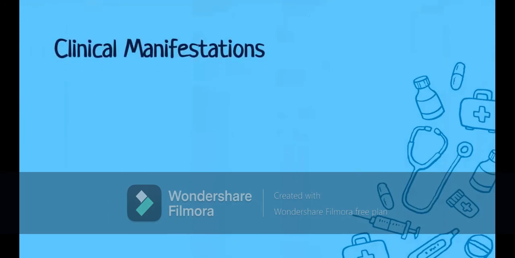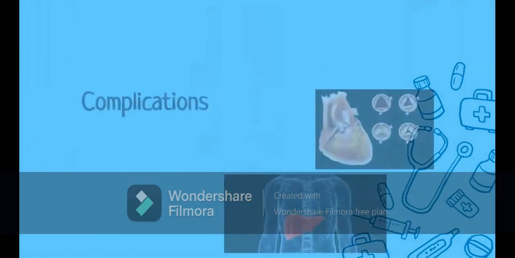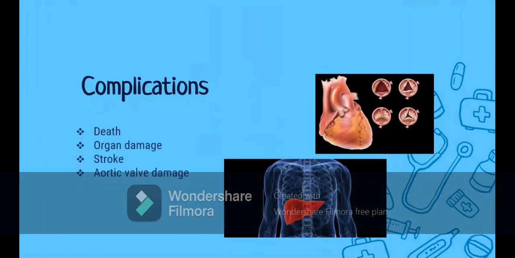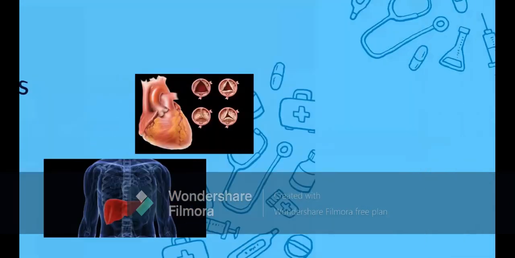Clinical manifestations of dissecting aorta: chest, abdominal, leg or back pain, pale, sweating, tachycardia, elevated blood pressure, dyspnea, fainting, weakness or paralysis on one side of the body, trouble speaking, and dizziness or confusion. The complications: dissecting aorta may lead to death, organ damage, stroke, and aortic valve damage.